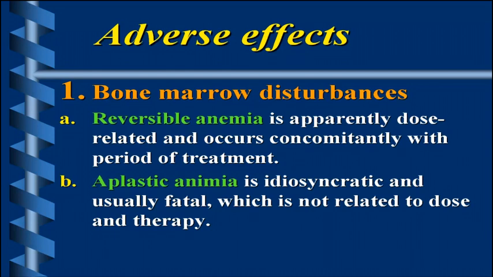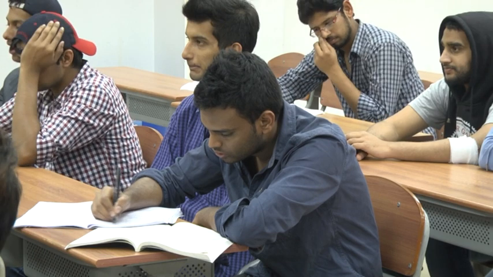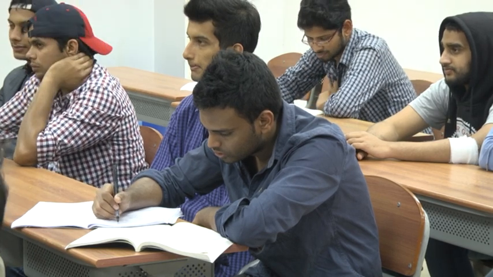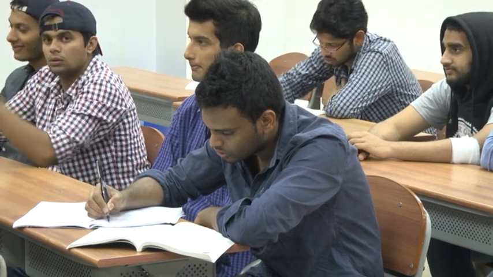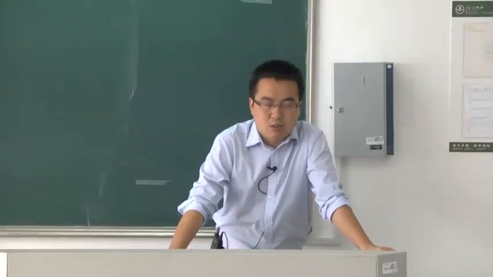And at present, research suggests aplastic anemia is usually caused by some inherent gene mutation. It cannot be reversed by other management and cannot be improved by clinical applications. This is the first adverse effect we call the bone marrow disturbance.